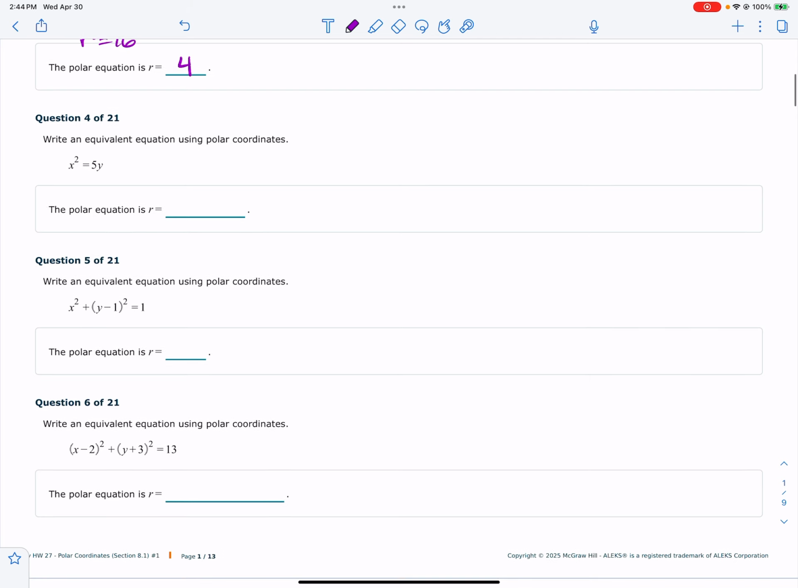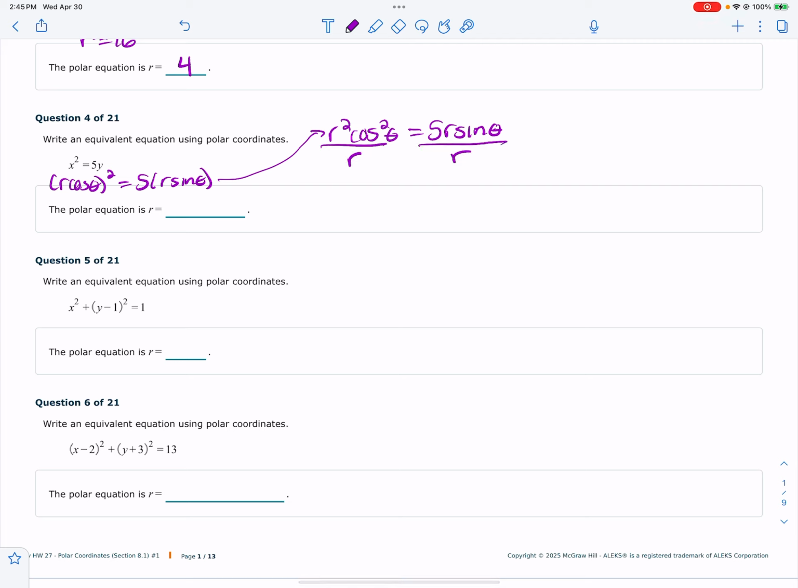Okay, 4. x squared equals 5y. So since both x and y are not squared and it's not in the form x squared plus y squared, we have to go back to our r cosine theta is x, but that's squared, and r sine theta is y. So that's going to be r squared cosine squared equals 5r sine theta. Now the thing that's going to feel weird to you here is we're not used to dividing by variables, but in this case we're allowed.